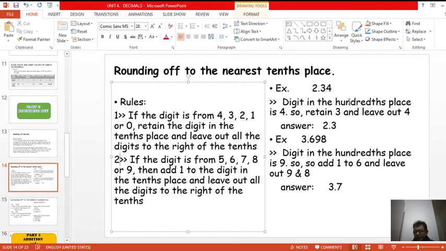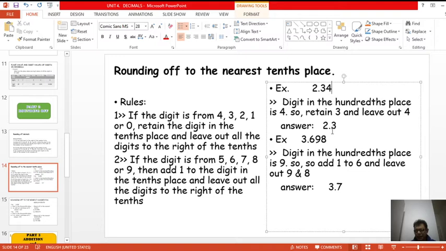See, the digit in the hundreds place is 4, so 4 falls on rule number 1, meaning we retain, we don't change the tens place. We just use the same value and we leave out the 4, because that's what the rule says here. So we take it out and our answer is 2.3.